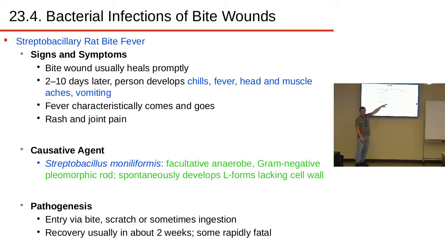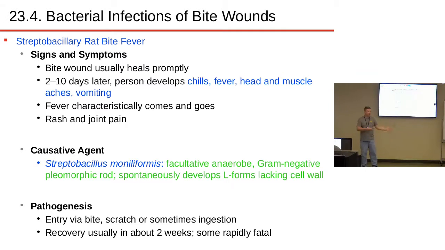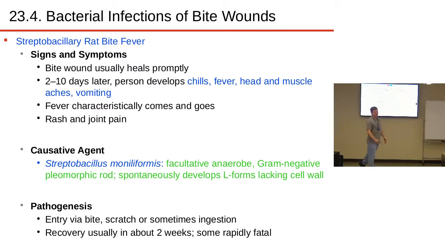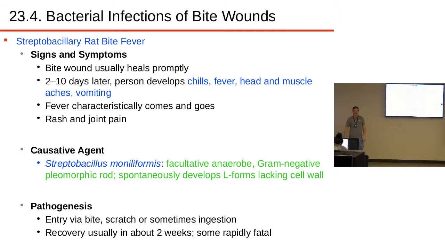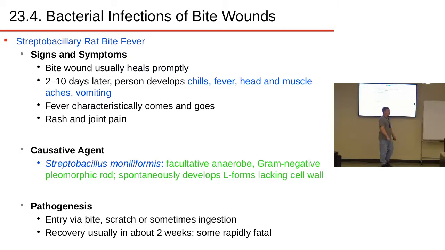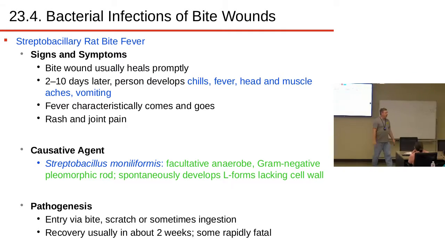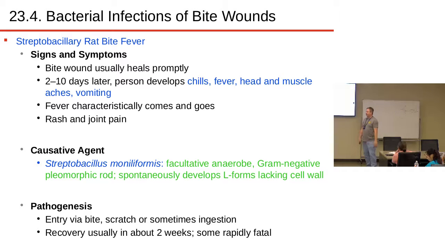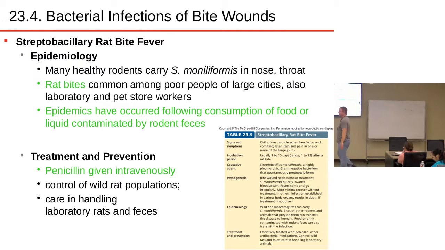Fever comes and goes, so it's very cyclic. You might get a fever and then chills and then a fever again. And so this is going to look more like flu. So again, maybe difficult for them to relate it to that bite. Causative agent, Streptobacillus moniliformis. Again, an anaerobe, or facultative anaerobe in this case, meaning it prefers to be anaerobic. Pathogenesis: it enters through a bite. Recovery within a couple weeks, can sometimes be fatal, but that's only going to be in immunocompromised people.